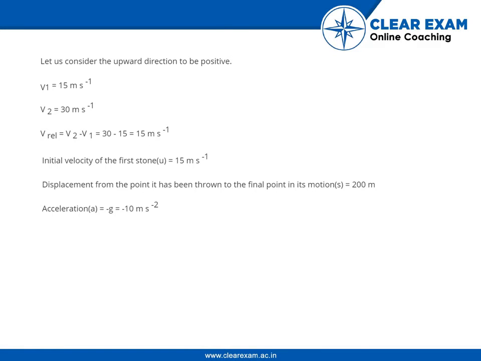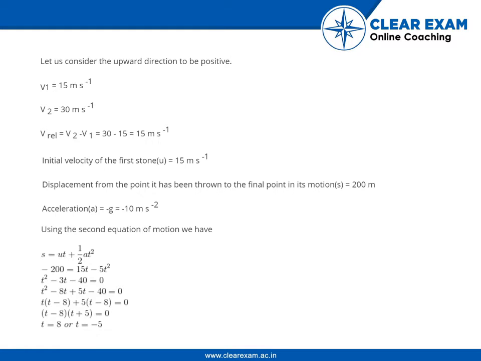The initial velocity of the first stone is 15 meter per second. Displacement from the point it has been thrown to the final point in its motion is 200 meter, and the acceleration is minus g, which is minus 10 meter per second square. And now using the second equation of motion to find out the value of t, we can find out the value of t to be 8.